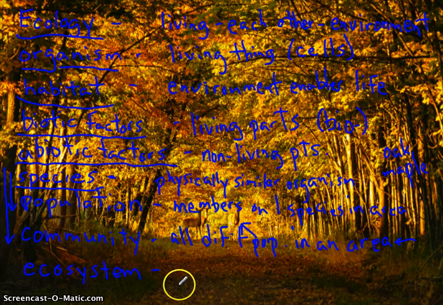Ecosystem is a community of organisms and their non-living surroundings. Community of organisms. I'm writing sloppily here. And non-living surroundings. So this is the most expansive of all these definitions. Community is only talking about living things. Ecosystem is talking about communities and the non-living things.